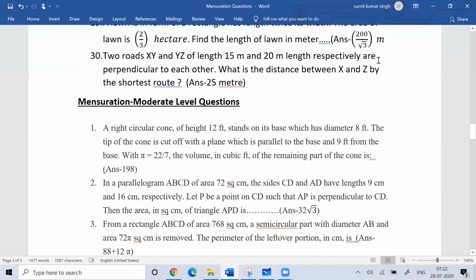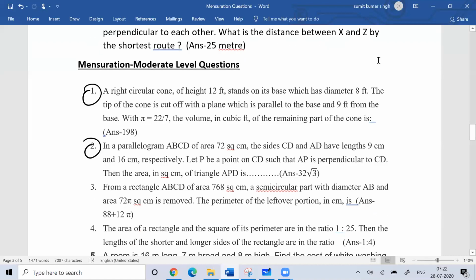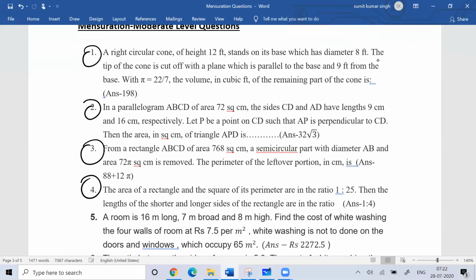Now we'll do slightly better questions than what we did already. You can see this question number one, two, three, four. These all questions came in CAT 2018. These all are CAT 2018 slot 1, slot 2 questions.